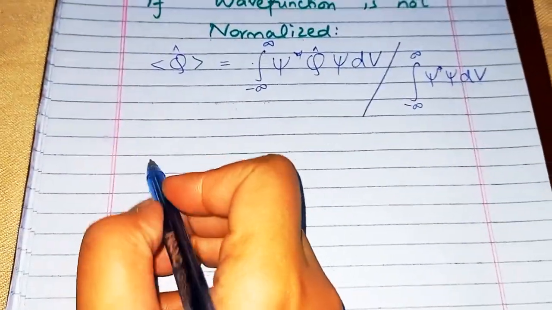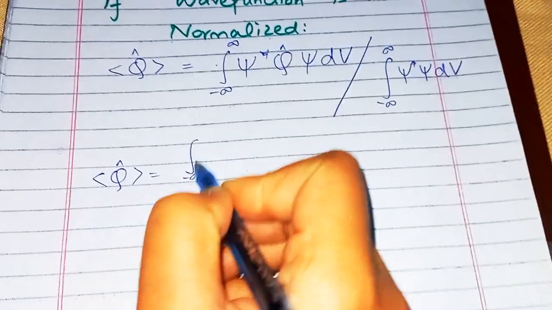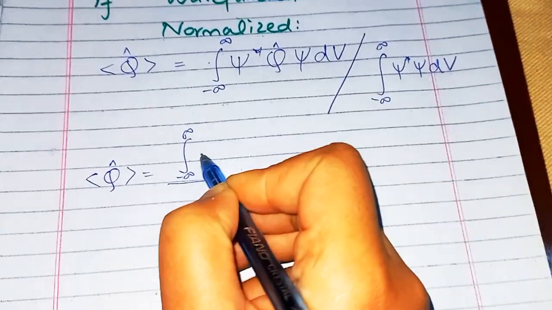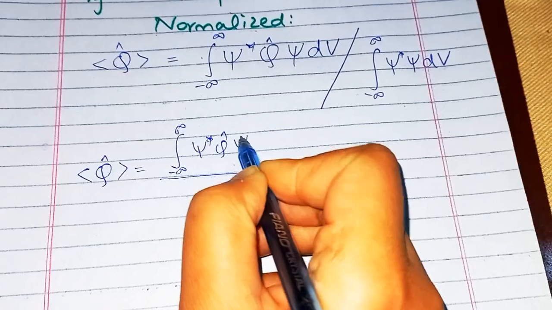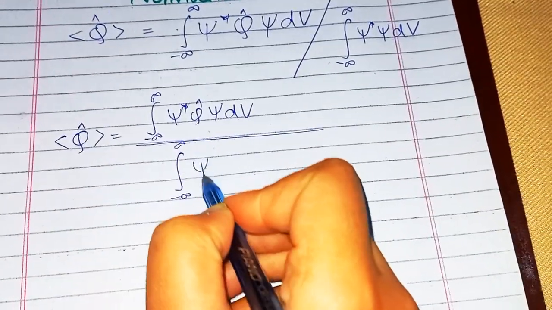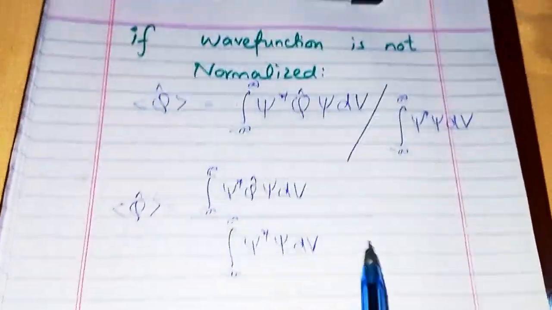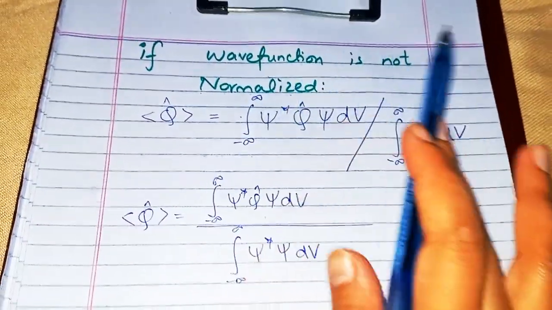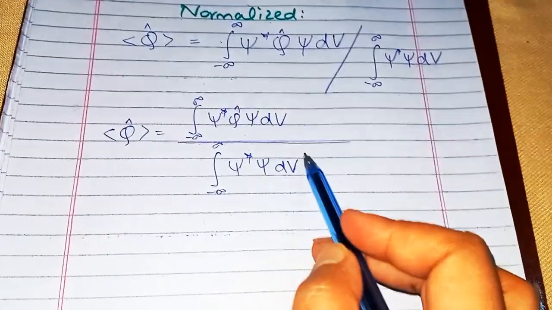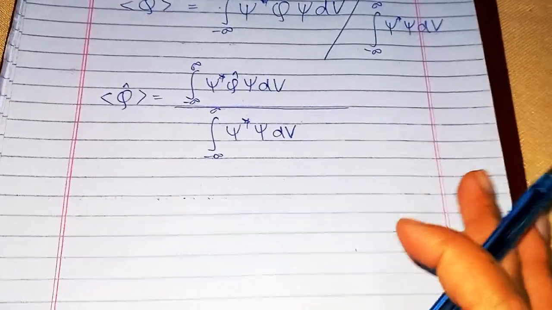Let me write it again. It's psi star, Q operator applied on psi, dV, and in the denominator we don't have any operator, it's just the self product. That's the formula when the wave function is not normalized. If the wave function is normalized, the term in the denominator becomes equal to 1. That's what the normalization condition is.